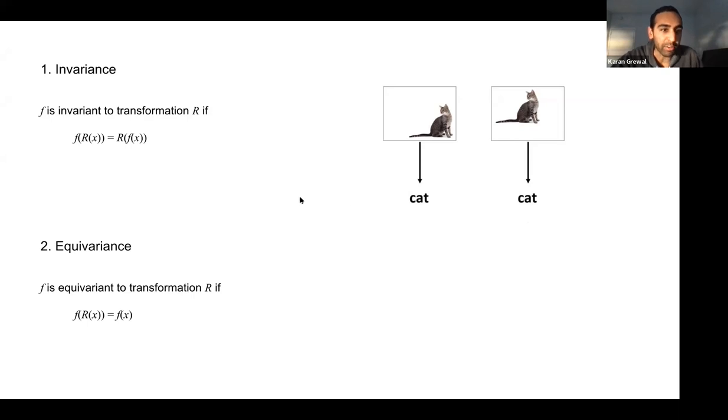That's my bad. Okay, so in invariance, we actually want this where, regardless of the transformation that you apply, you still get the same output. And that's good for something like a classifier layer, where regardless of how the object is oriented, you still want it to give the same output. And then equivariance is when, regardless of whether you apply the transformation before or after applying f, you still get the same result.